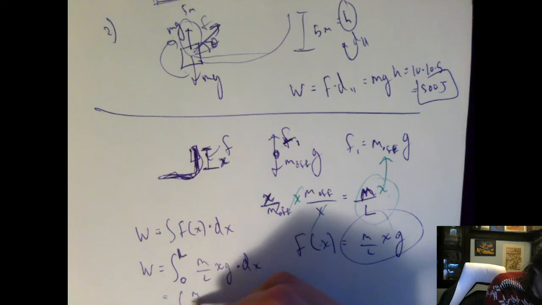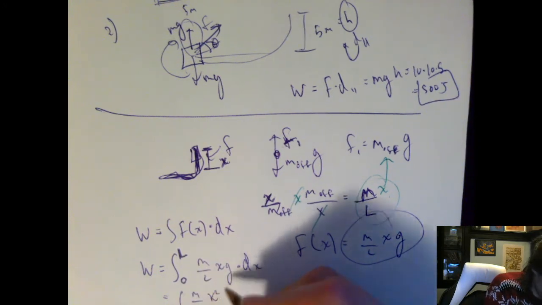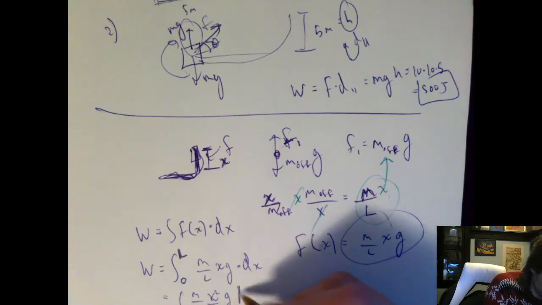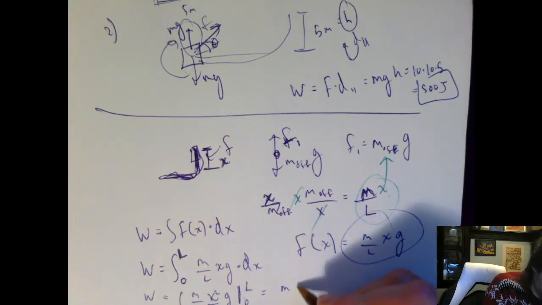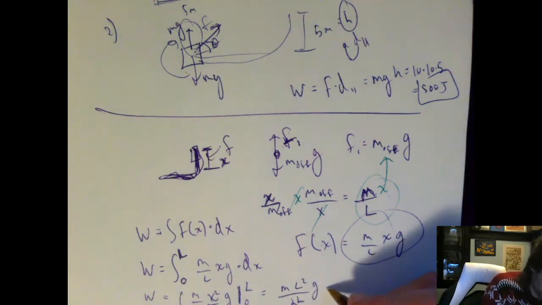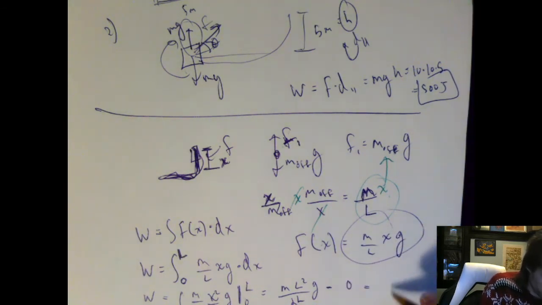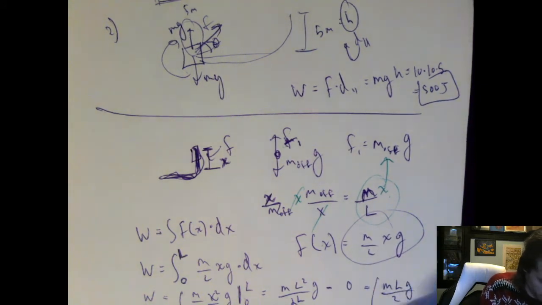We've got m over L times x squared over 2 times g. That needs to be evaluated from 0 to L. And that'll be equal to m L squared over 2L times g minus our initial, which is 0. So, canceling out the L squared over L, we'll get mLg over 2.